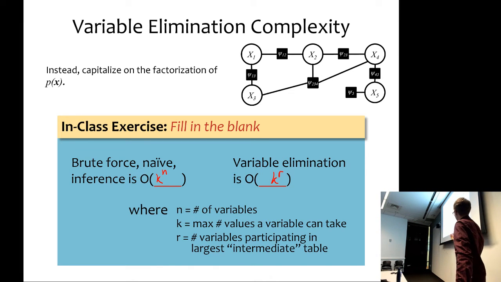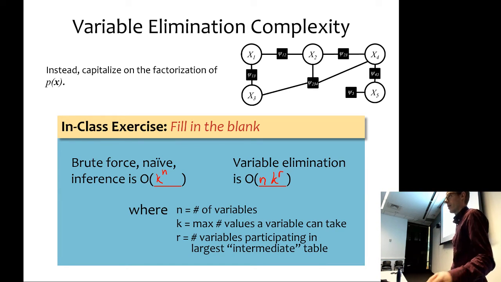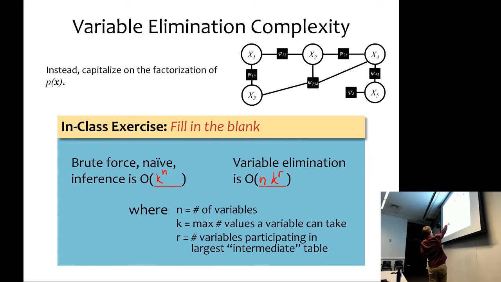And how many big tables could we have? Order n of them. So this is only order n k to the r. What you can see is that the computational complexity of variable elimination depends linearly on the number of variables and the max number of values that a variable can take. The only thing it's exponential in is the number of variables participating in the largest intermediate table. We might talk about tree width later, but this is exposing a property of the actual graphs and also the order in which you select variables, which will dramatically affect the computational complexity of variable elimination.